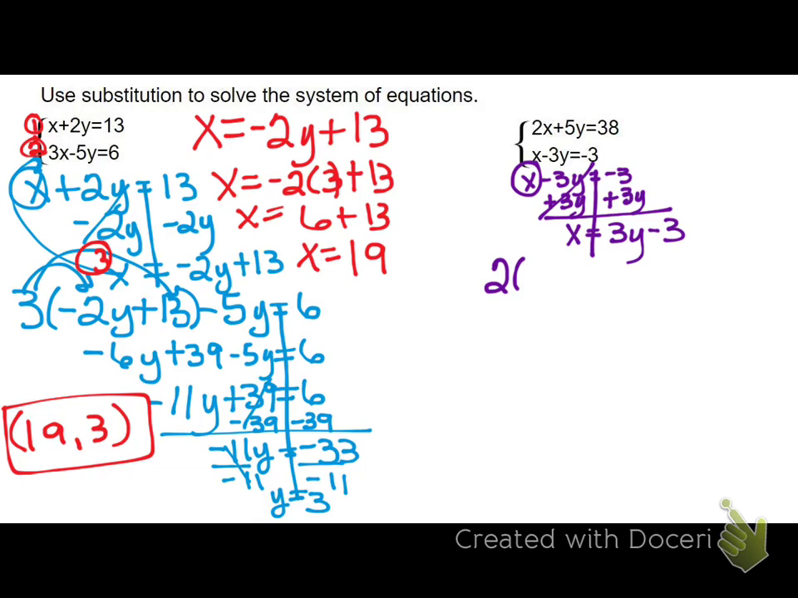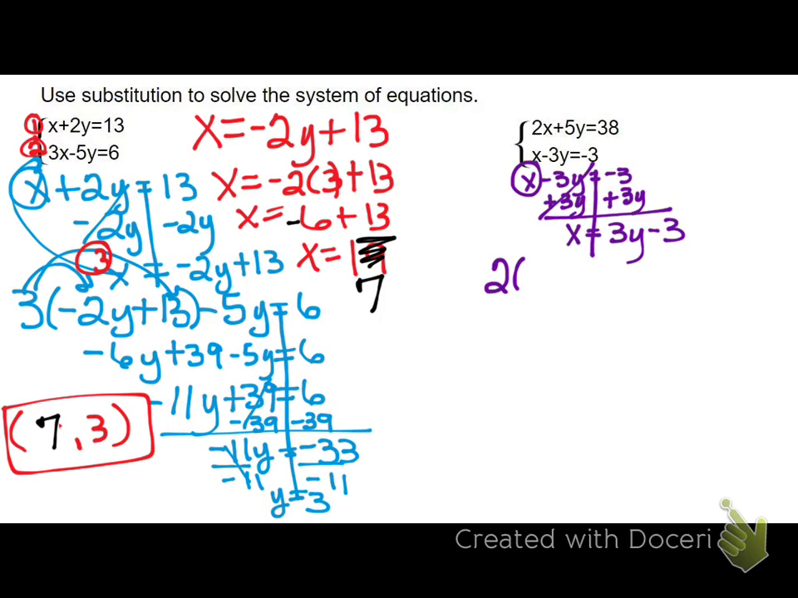I got a question. Yes. On the very last step, you put -2 times 3. Why didn't you put -6? Oh, that's a great question. What should it be? -6 plus 13. Which would then equal what? 7. Hey, Chance, give yourself a +2. Good job.